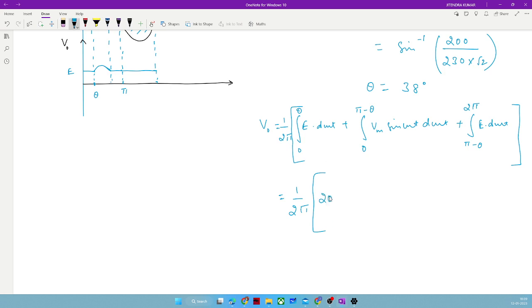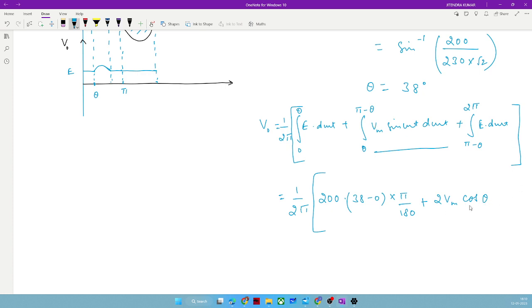So E is here 200 into theta minus 0. Theta is 38 minus 0. You have to convert it into radian first. Plus Vm sin omega t d omega t. It will be minus Vm cos omega t. So you will get 2 Vm cos theta for this integration only, right?